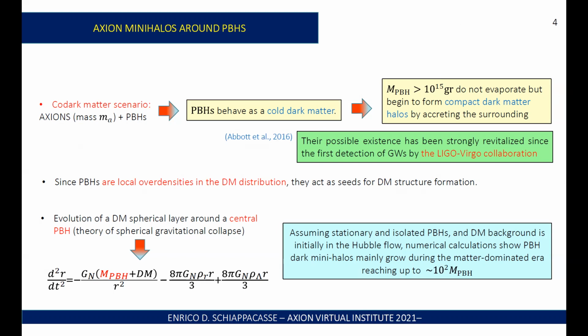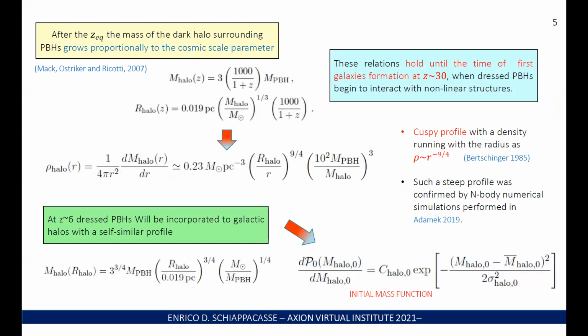As you know, primordial black holes are local overdensities in the dark matter distribution. So they will unavoidably acquire a dark minihalo around them, which will grow mainly during the matter-dominated era, reaching up to 10 to the 2 times the central mass of the primordial black hole. So the radius of the minihalo is of the order of parsecs, and the axion minihalo density is larger than the local dark matter density. That is why the presence of dressed primordial black holes in the Milky Way offers a unique opportunity for detection of the QCD axion.